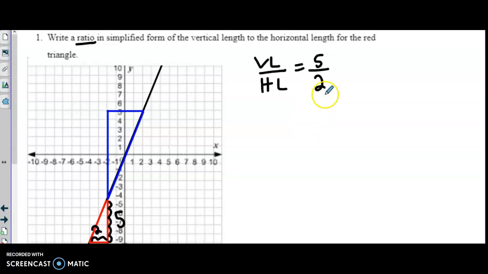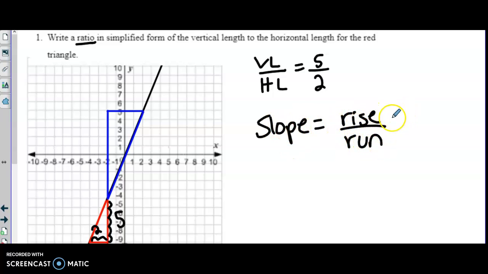But that was just some really fancy math words in here to basically say find the slope. Because remember, slope means rise over run. And rise does mean the vertical distance. And run means the horizontal length or distance.